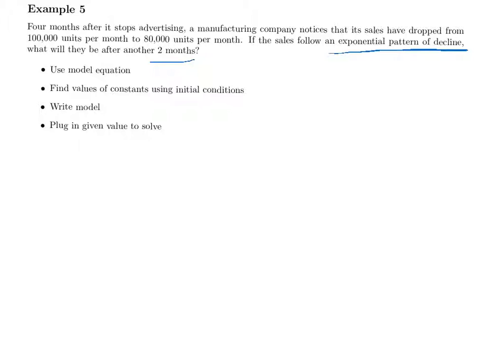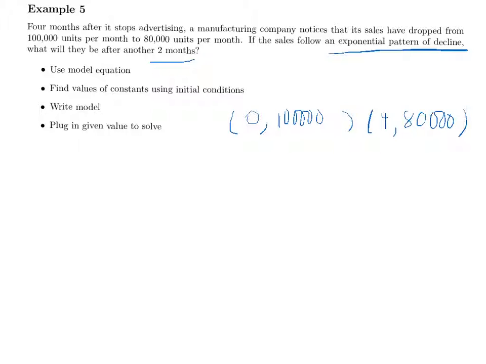What are our initial conditions here? The initial units per month is 100,000. So when time equals 0, when they stop advertising, they were selling 100,000 units per month. What's our next data point? 4 months later, it's 80,000 units per month. So 0 and 100,000, 4 and 80,000.